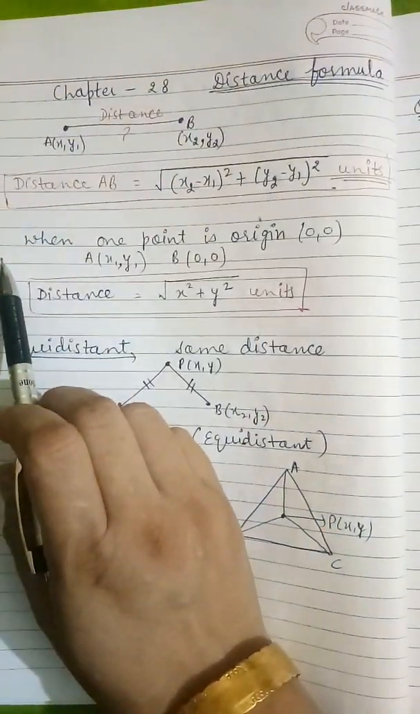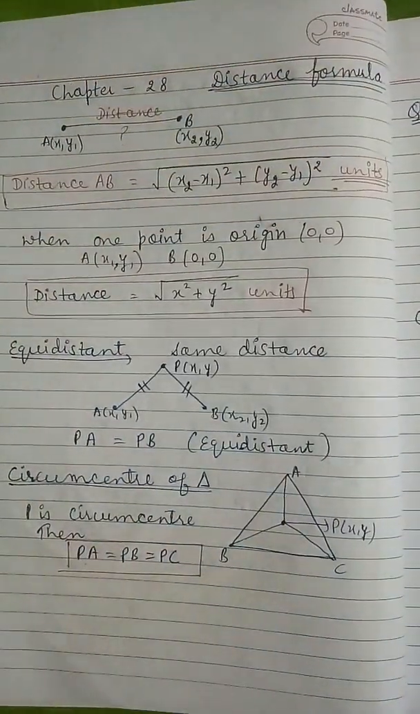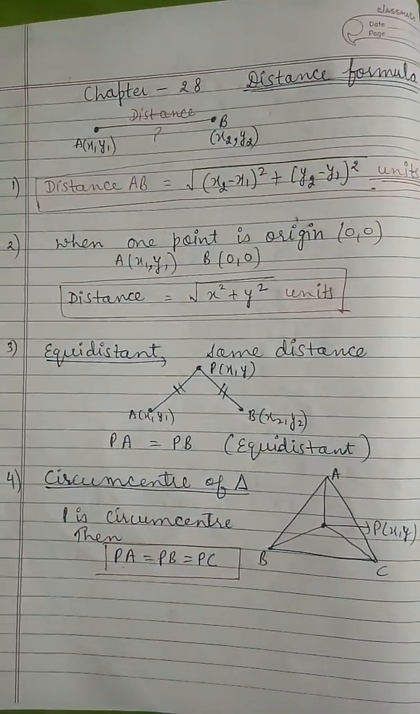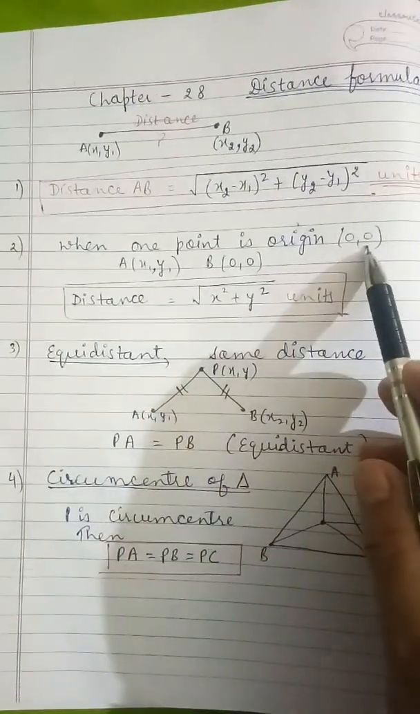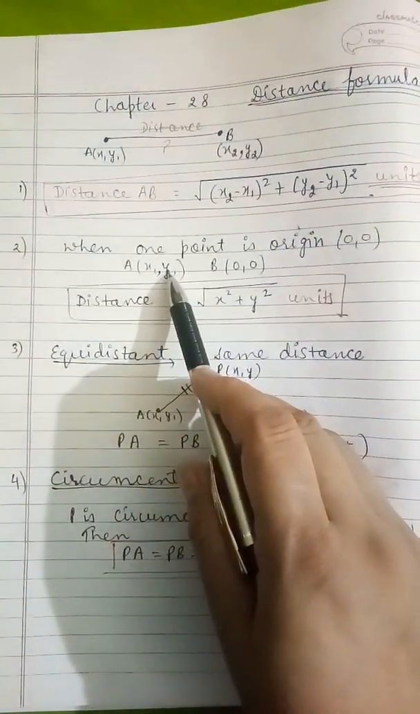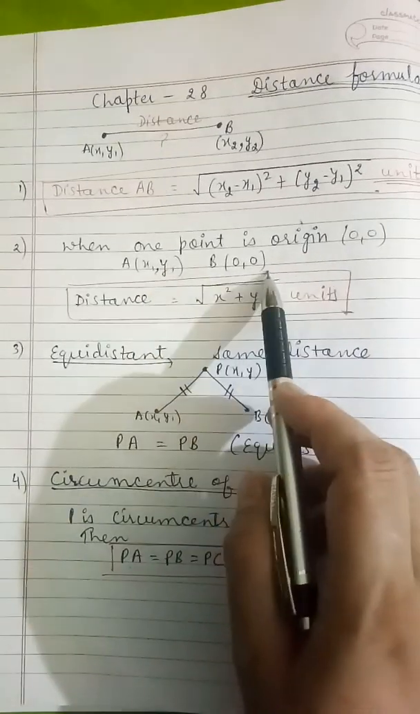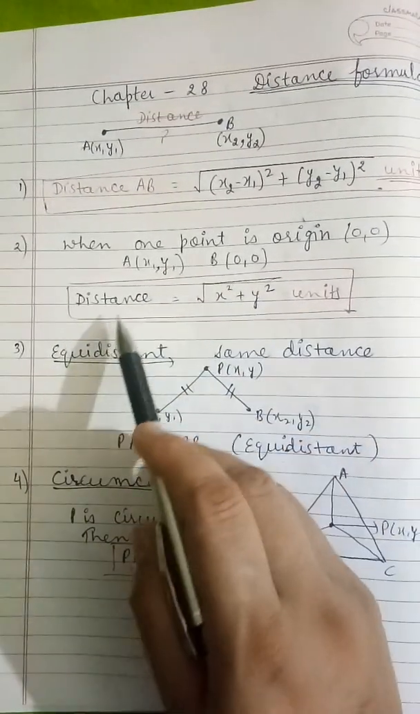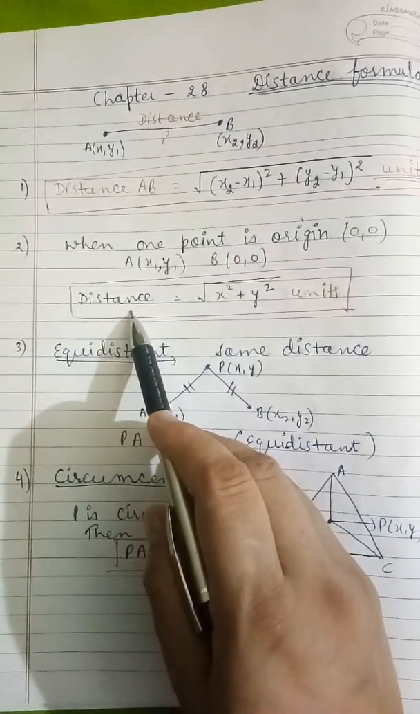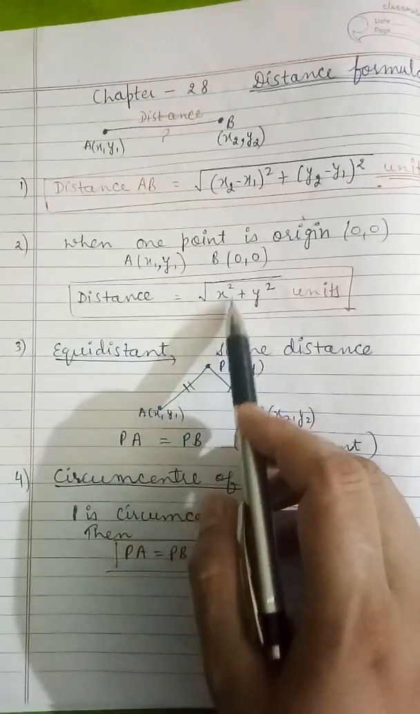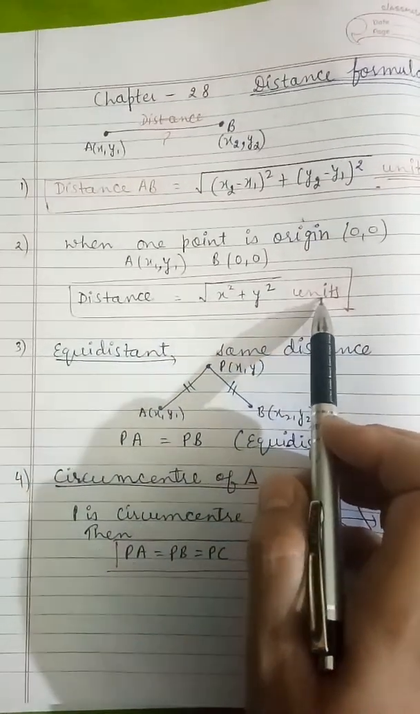And in the second formula, when one point is the origin, meaning (0, 0), and one point is given as (x, y) and the second point is the origin, in that case you can use the direct formula of distance: root of x square plus y square units.